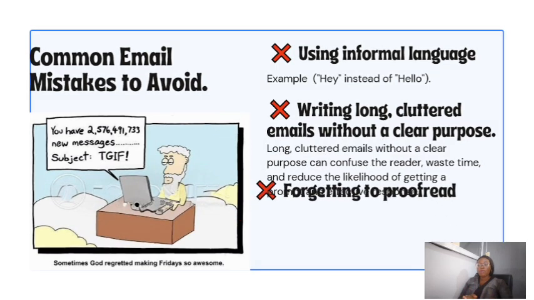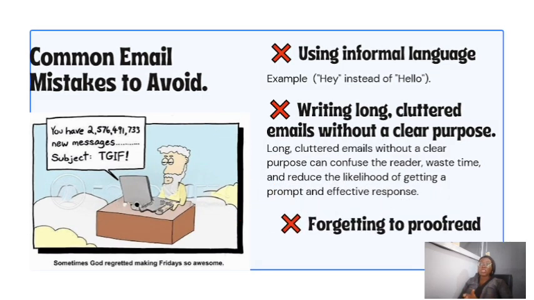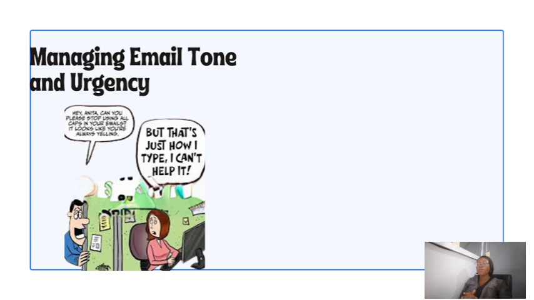Now, lastly, we have forgetting to proofread. This is one mistake many people make, even when they use ChatGPT to help them write their mails. People forget to proofread emails for spelling errors and all of that. A professional person would proofread the mail again. And next, we have managing email tones and urgency. These are things you should look at when writing professional emails.